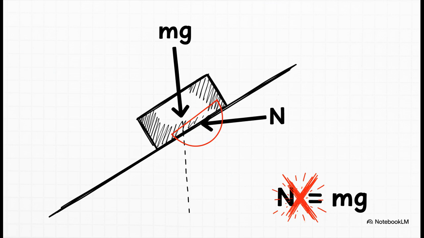So here's the problem in a nutshell. Gravity doesn't change. It's always going to pull straight down towards the center of the planet. But the normal force, remember its job description? It has to be perpendicular to the ramp. And now, just look at them. Those two forces are no longer pointing in opposite directions. They're at an angle to each other. And that, right there, is why our old friend N equals mg is officially broken.